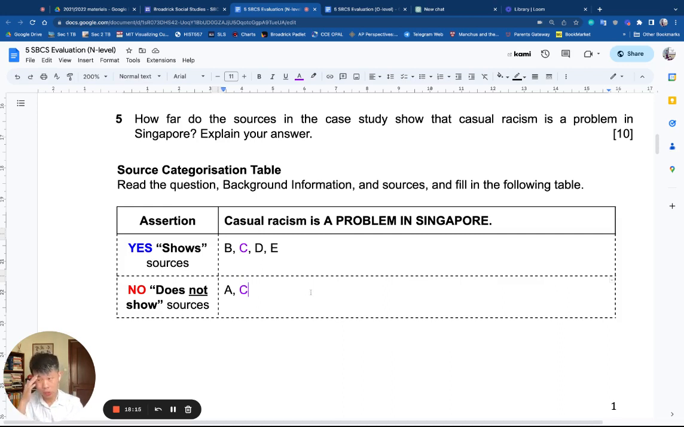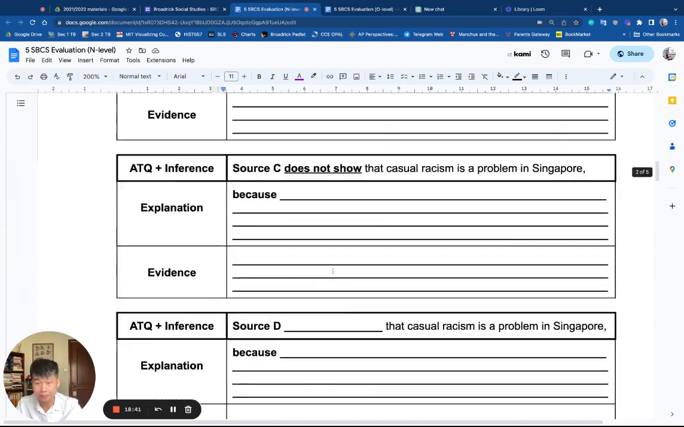So now that you have read the sources, and sorry, I didn't mention this earlier, but both N and O-level students, after reading the sources and categorizing the sources, can you also pause the video and highlight the evidence that you used to figure out which side the source was? A yes source, a no source, highlight the evidence. Okay, because I want to launch into the lesson proper.